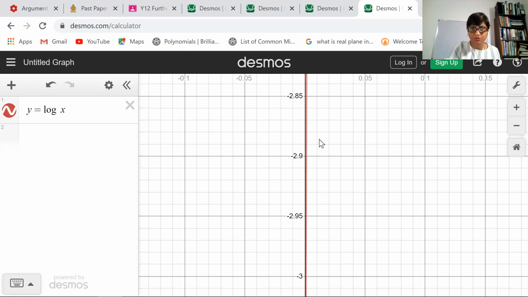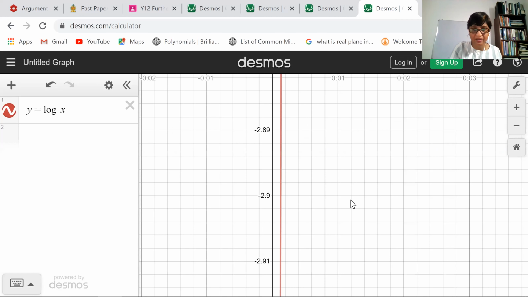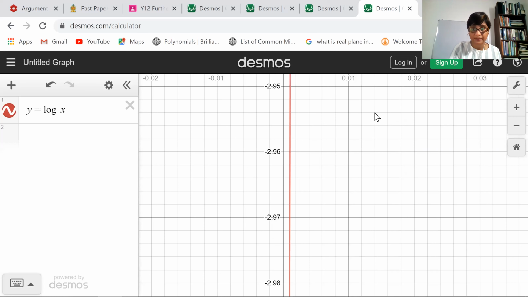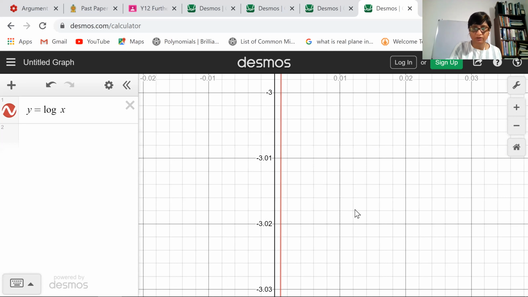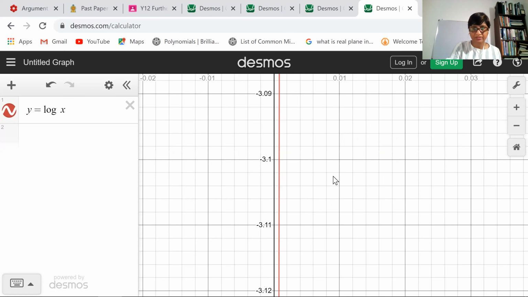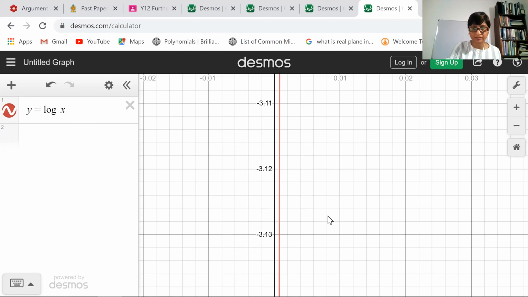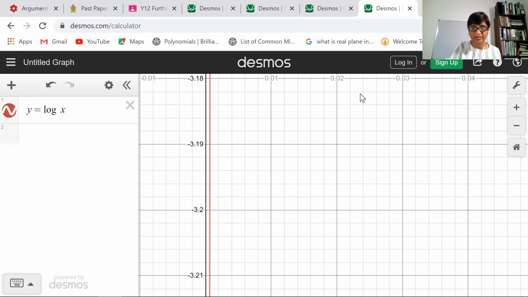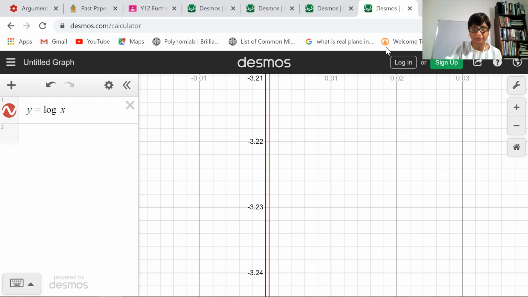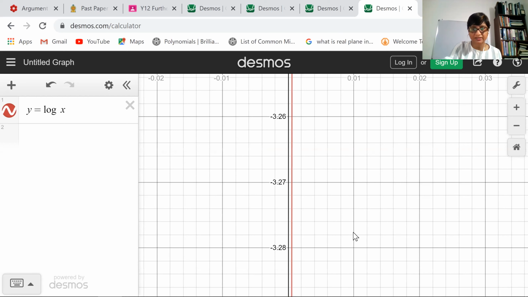I'm going to zoom more. It hasn't touched yet. I'm going further down, further down, further down. How much longer do you think I would have to do this? It's getting closer. I want to find what log 0 is. Log 0 means when x is 0, what the y value is. So this is what I'm trying to do. It's getting closer.